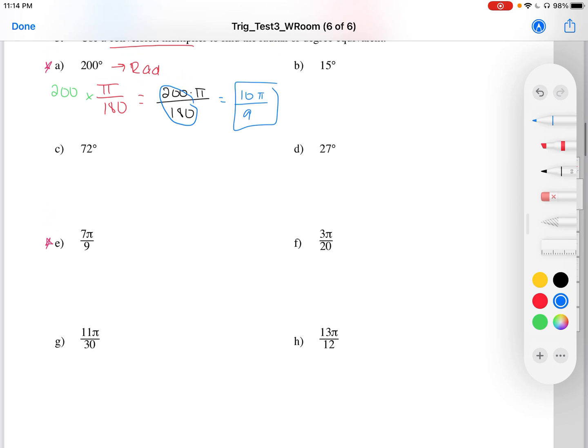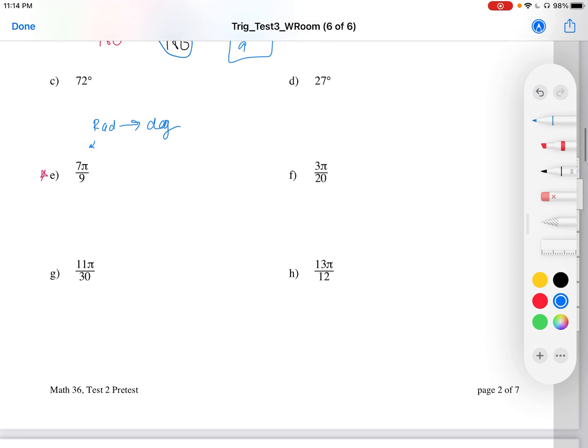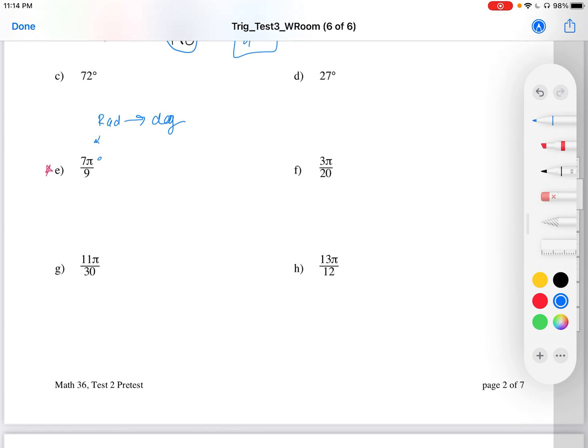Now here, because we have a pi, we know we have a radian measure, and so we want to change it to degree. Another indicator is it doesn't have little degree symbols, so I know I'm not working with degrees. So I'm going to take 7 pi over 9 and multiply by 180 divided by pi. Notice your pi's cancel, and we're left with 7 times 180 divided by 9. Simplify where you can. 180 divided by 9 gives us 20. So I have 7 times 20. That gives us 140. So our answer is 140 degrees.